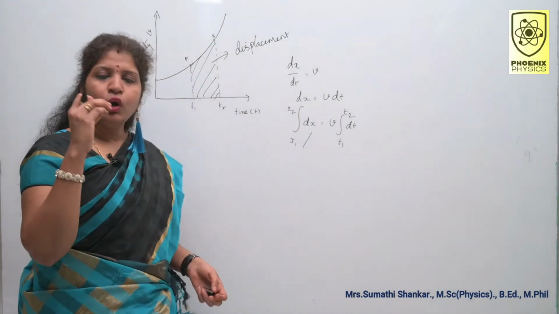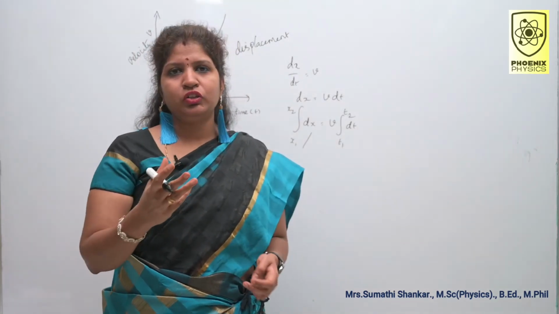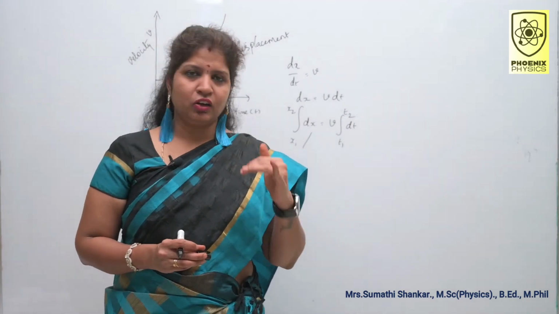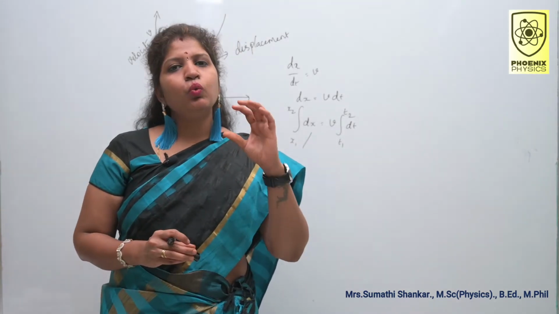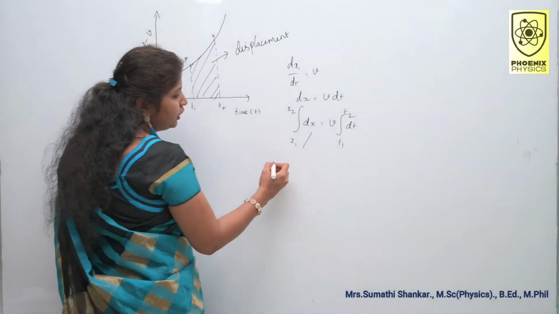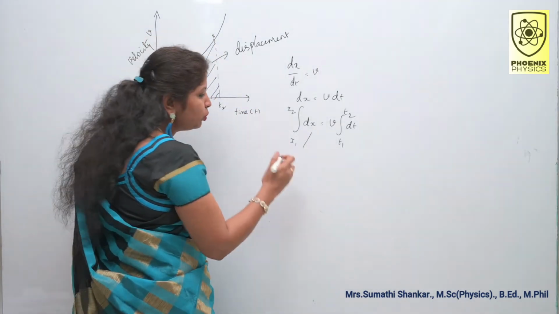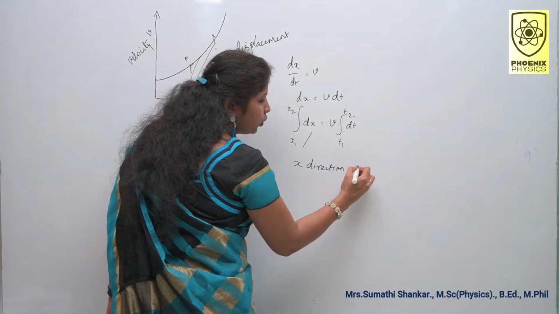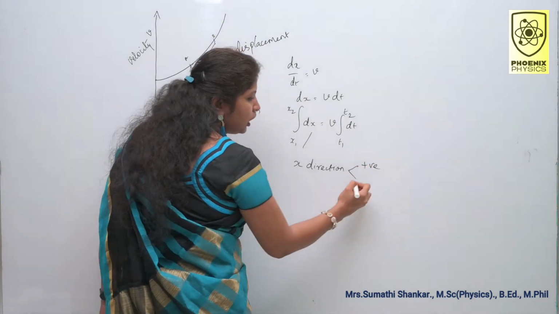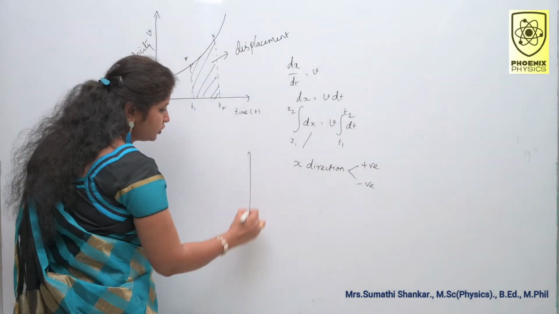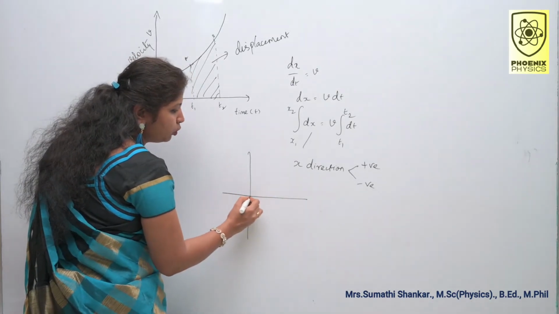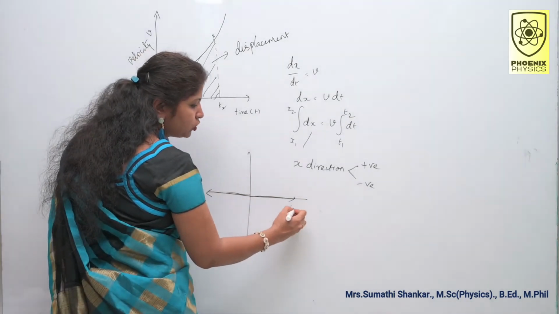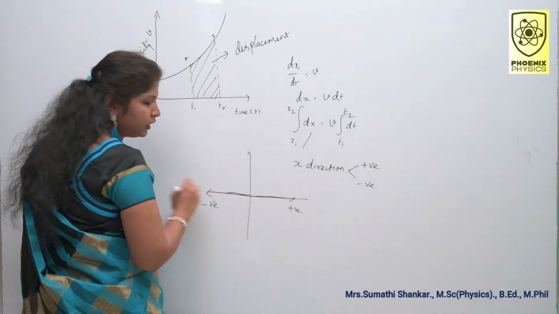Our topic is motion along one dimension. What is one dimension? Any one of the directions, x direction or y direction. So suppose the particle is moving in the x direction, there are two possibilities. One is the positive x direction, another is the negative direction, like this. So the particle can move in this direction or in this direction. So this is positive x direction, this is negative x direction.